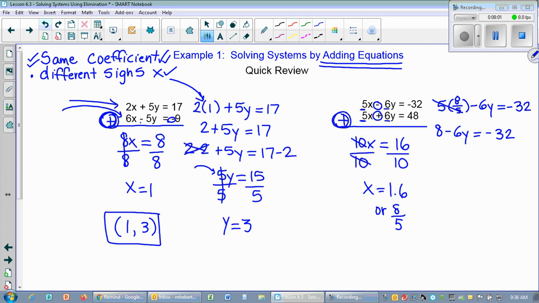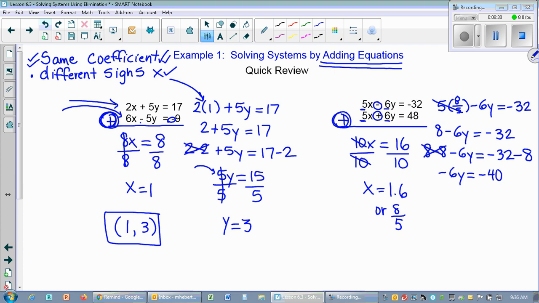So the opposite of plus 8 is minus 8. Then we have our minus 6y equals a negative 32. Plus 8 minus 8 is 0. But if I subtracted 8 on the left side, I have to subtract this 8 over here on the right side. Otherwise, my equation does not balance out. Then I have negative 6y, and then I've got negative 32. Take away 8 more is a negative 40.